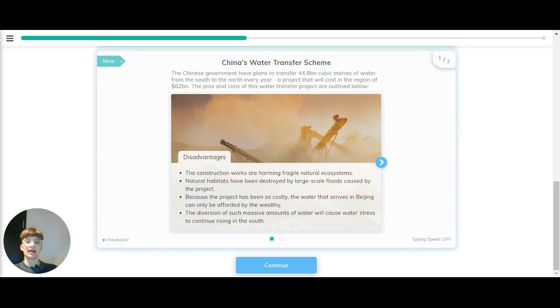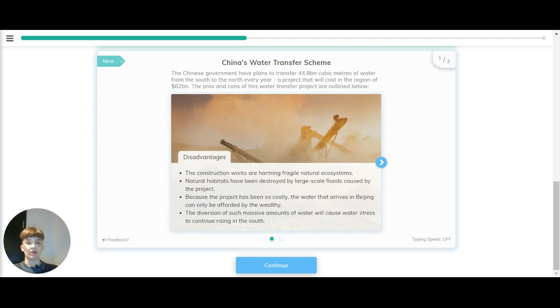Let's take a look at a case study quickly. This is China's water transfer scheme. The Chinese government have plans to transfer 44.8 billion cubic metres of water from the south to the north every year, a project that will cost in the region of $62 billion. The pros and cons of this water transfer project are, looking at the disadvantages first.